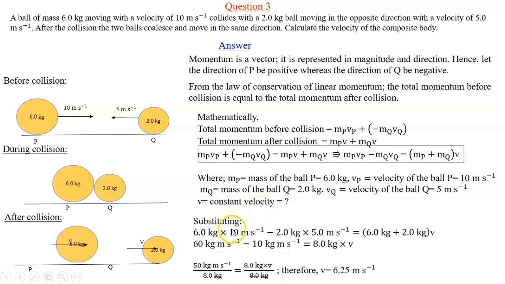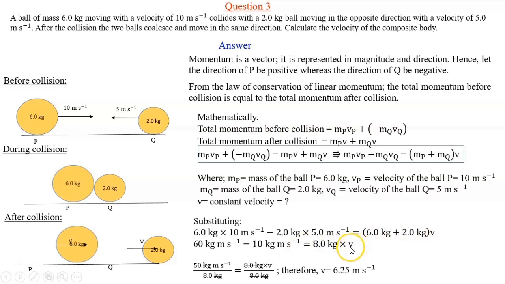So substituting the parameters into the equation, you have 6 kilograms times 10 meters per second minus 2 kilograms times 5 meters per second is equal to bracket 6 kilograms plus 2 kilograms times v, which is the velocity. If you carry out a simple arithmetic, 6 times 10 is 60, then 2 times 5 is 10. We have 60 kilogram meter per second minus 10 kilogram meter per second is equal to 8 kilograms times v, because 6 kilograms plus 2 kilograms is 8 kilograms.